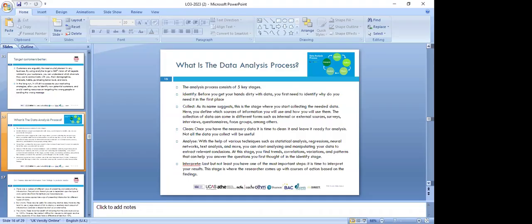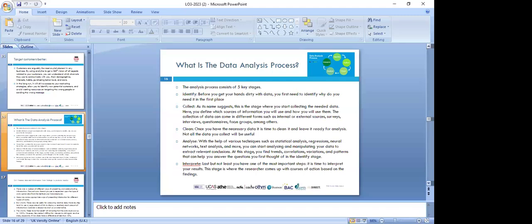And then you have to clean the data. Once you have necessary data, it's time to clean it. When we say clean it, it's time to dress it, make it more modified, and leave it ready for analysis. Not all data you collect will be useful, of course, because you have a huge amount of data. You just pick the ones that are useful for your project work.